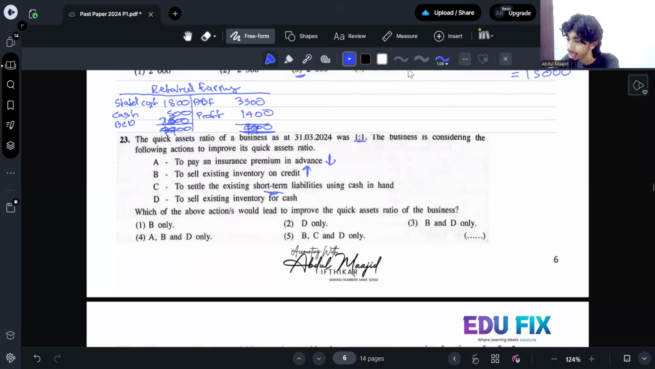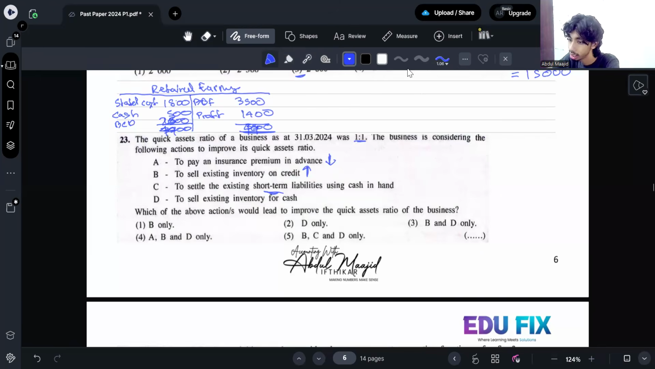So, Shadra, inventory is not a part of quick asset, right? But then what is increasing here? What's the quick asset that is increasing here? Debtors. Okay. So if the debtors increase, the quick asset will increase, right? Debtors are a part of quick asset. Got it? So if the debtors are increasing, quick asset will increase. Therefore, the quick ratio will increase.